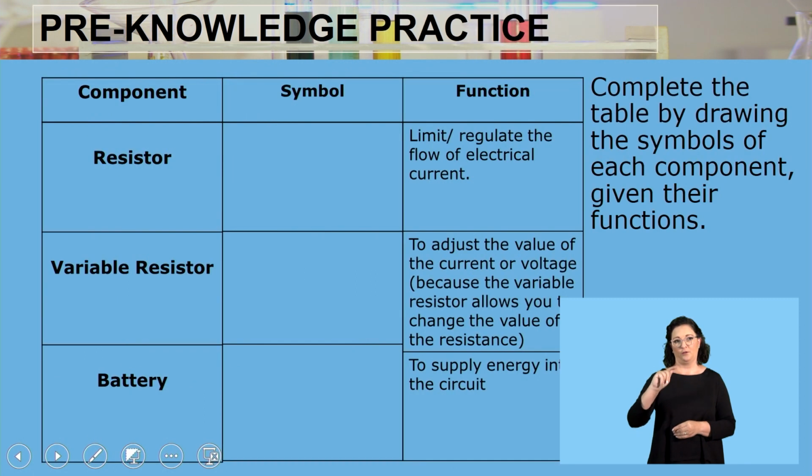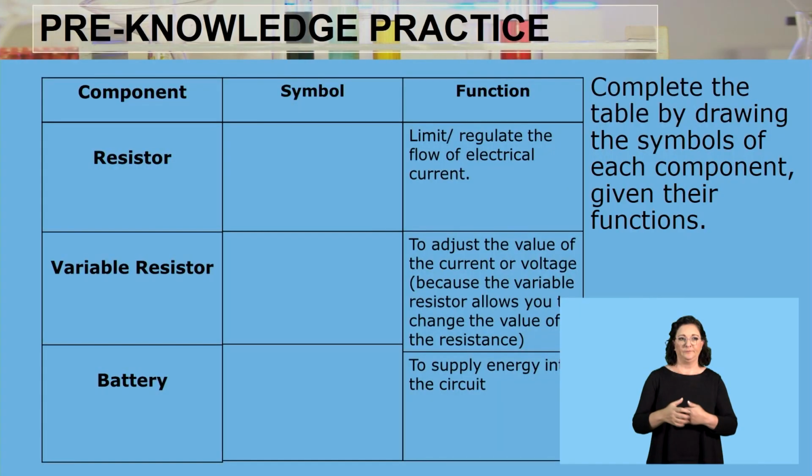Now, with what we know, can we answer this simple question based on the components of an electric circuit? We are supposed to complete the table by drawing the symbols of each component if we are given their functions. So we are given the functions of these components. What we are supposed to be doing is to draw the symbols of each of these components here.